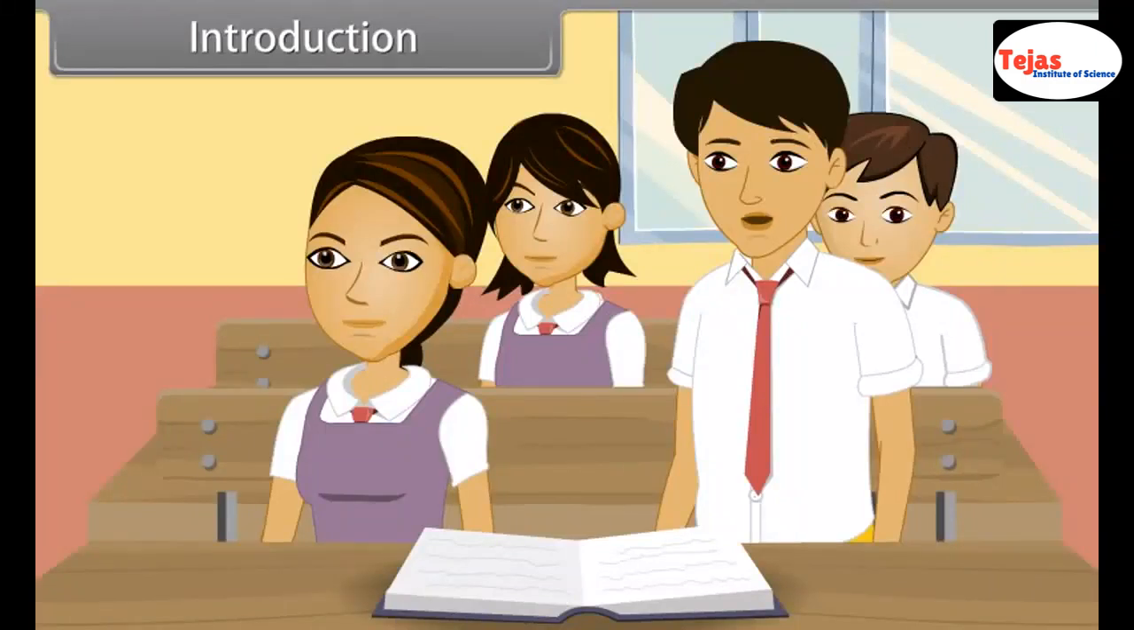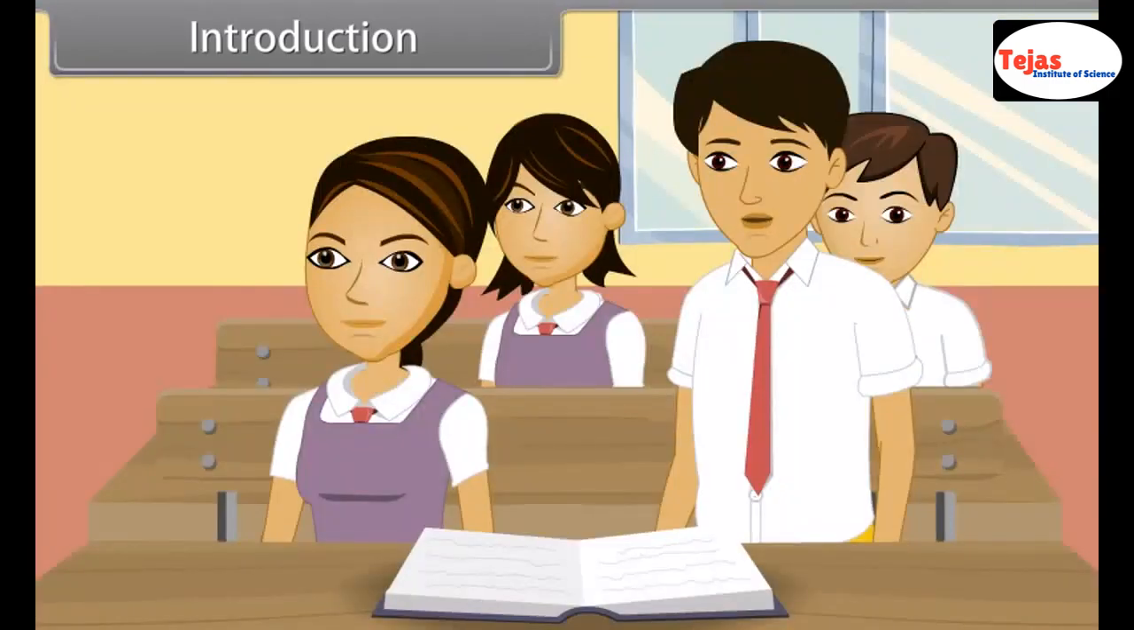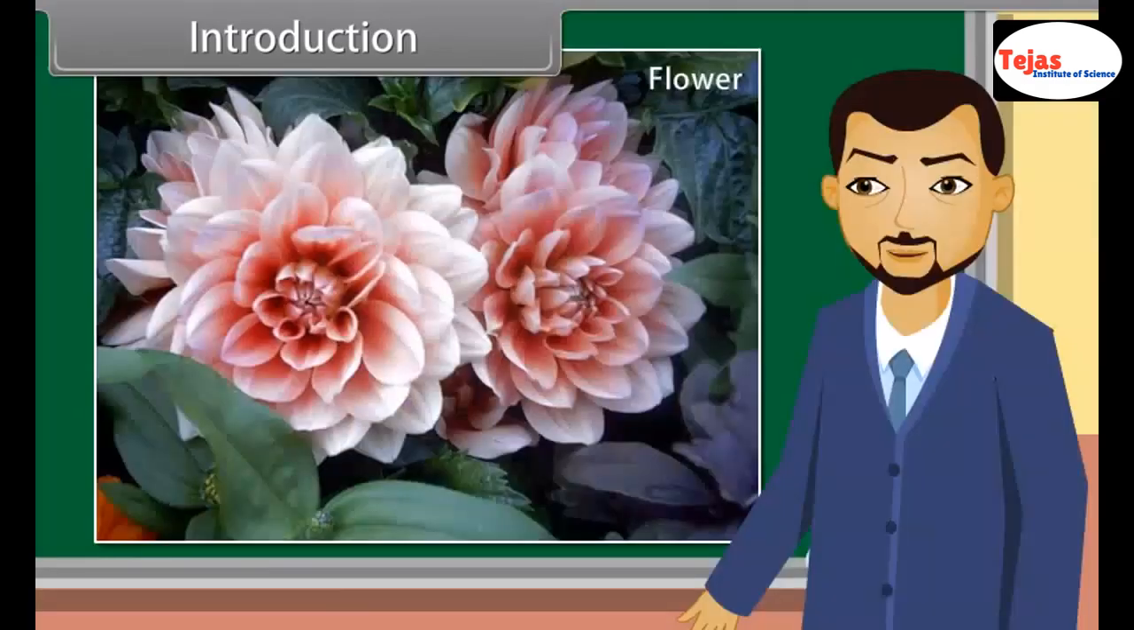Sir, which part of a plant takes part in sexual reproduction? Flowers are the reproductive part of plants. How do these beautiful flowers reproduce to form a fruit and seed? Okay, let us learn about sexual reproduction in flowering plants in detail.